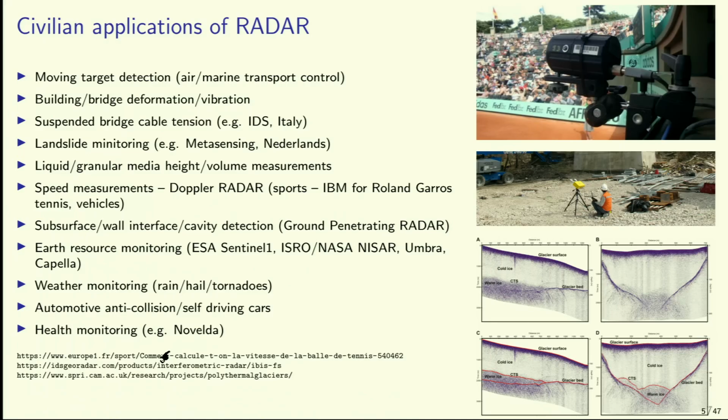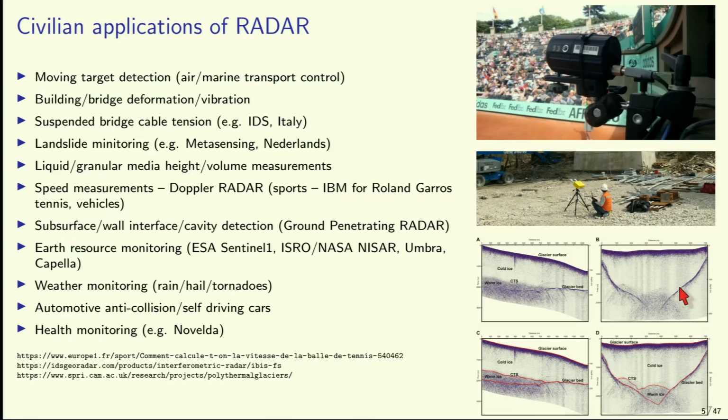There is one Italian company, I just cited a company randomly, there is no affiliation or anything, for cable tension measurement. Landslide monitoring is a common application. So this is one of the IDS systems for bridge monitoring. Sports: how do you measure the speed of a tennis ball? Well, it's a continuous wave radar, the same radar that's used for monitoring the speed of your car.